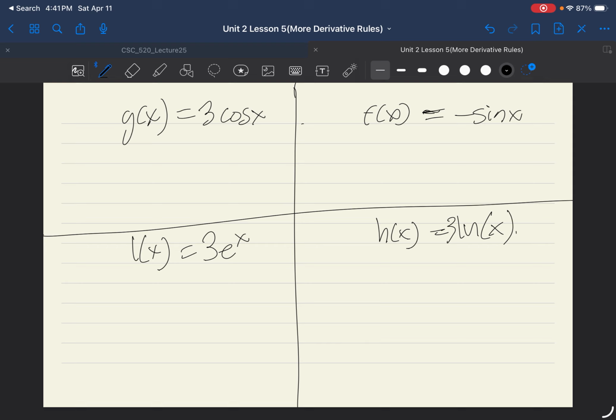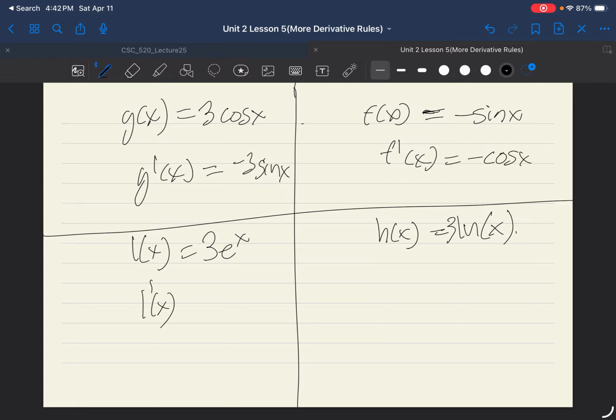So I'll let you do these for a moment. Pause your screen. I'll tell you the answers in 5, 4, 3, 2, 1. By the way, I wanted you to obviously derive them. So g prime of x is going to be equal to minus 3 sine of x. f prime of x is going to be equal to minus cosine of x. L prime of x will be equal to 3e to the x. Remember, no change for that. h prime of x will be equal to 3 over x.